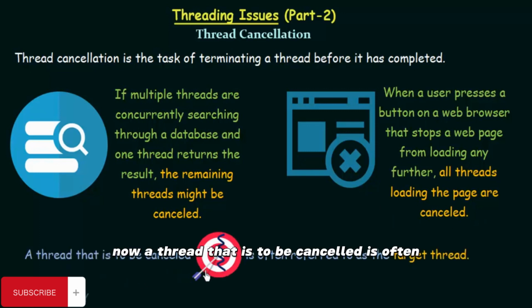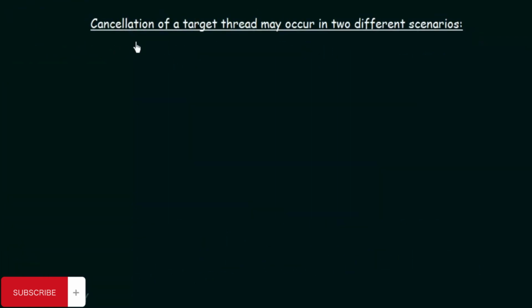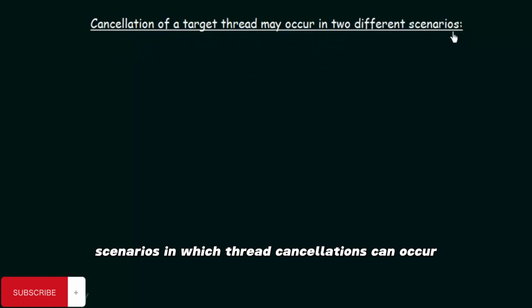Now a thread that is to be canceled is often referred to as a target thread. Whenever we use the term target thread, keep in mind that this is a thread that has to be canceled. Now let us see what are the different types of thread cancellation, or the different scenarios in which thread cancellations can occur, and let us see which one among them is better and which one will provide a stable computation. Cancellation of a target thread may occur in two different scenarios, and let us see what those scenarios are one by one.